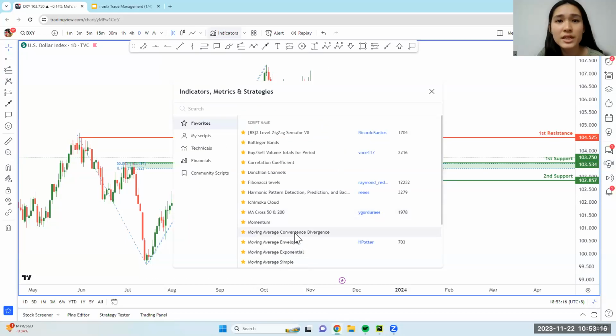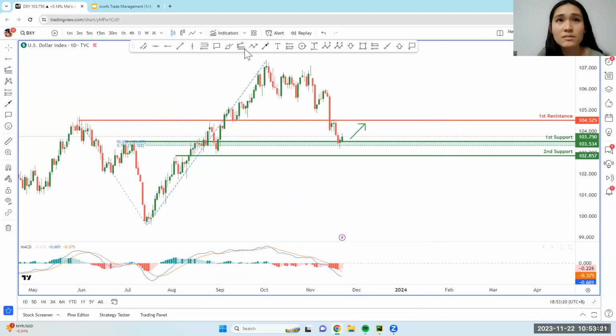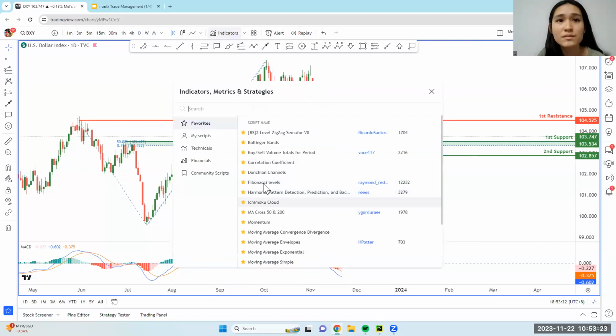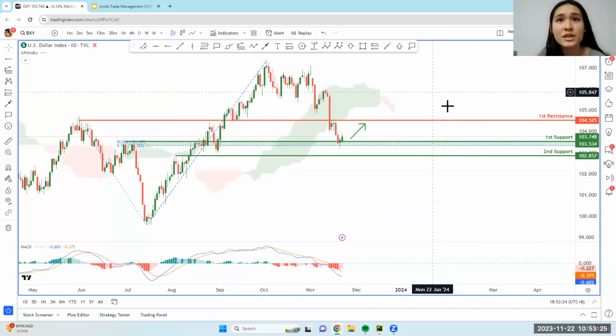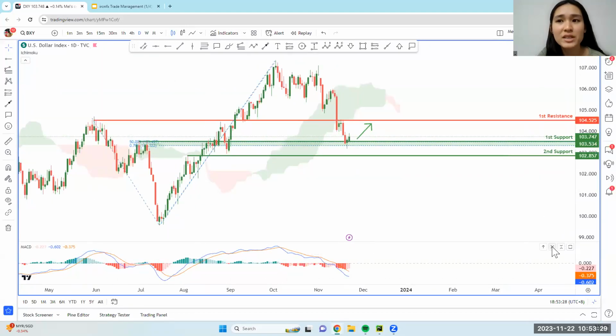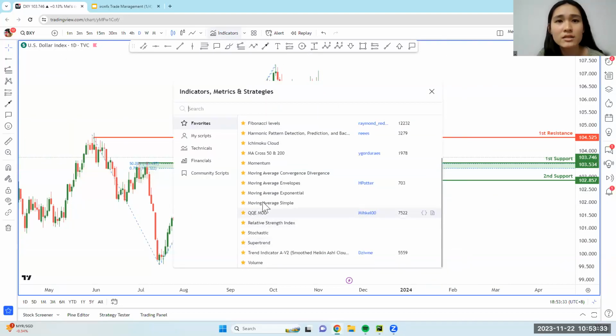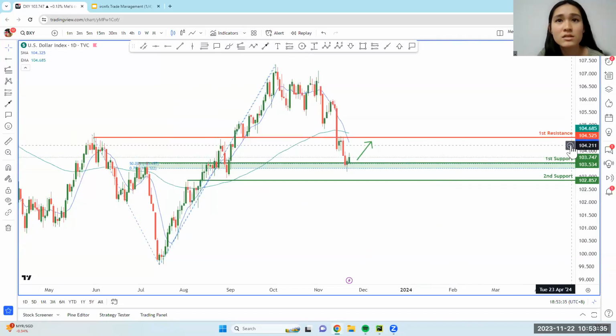Let's look at some indicators. It's pretty bearish on both MACD and Ichimoku. Let's look at the others. Pretty bearish as well.